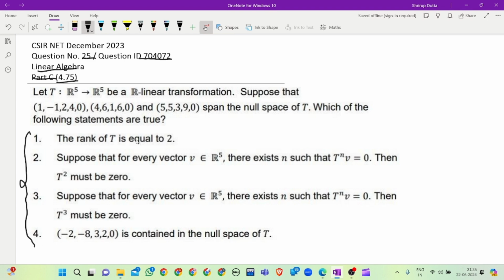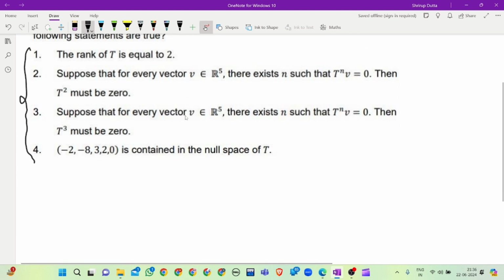Given that T is a linear transformation from a 5-dimensional real vector space to a 5-dimensional real vector space, and given three vectors which span its null space, we have to check its options. The first option says the rank of T equals 2. To check this, first of all we have to verify whether these vectors are linearly dependent or linearly independent.